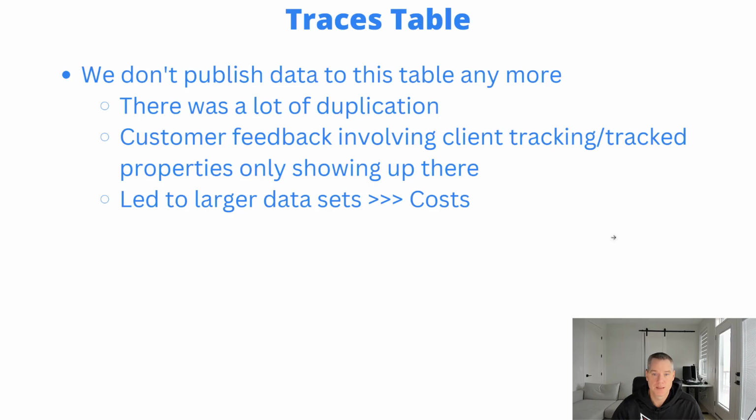In general, traces is very verbose. You were getting more than what you needed, but you had to use it because that's where your client tracking ID and your track properties were. And that led to larger costs. And so by reducing our dependency on this and being more focused in the request table, you should be able to reduce the amount of telemetry that you do store.